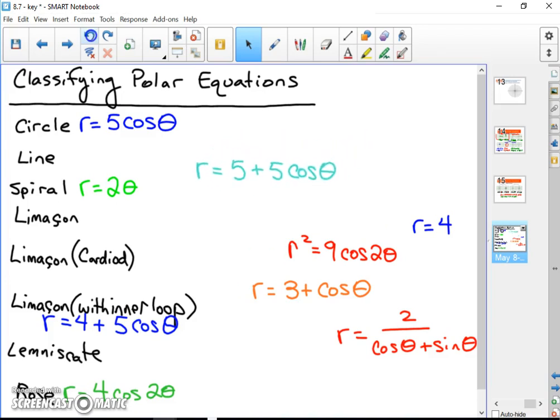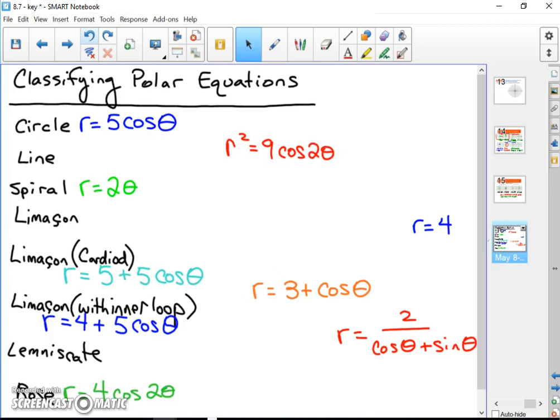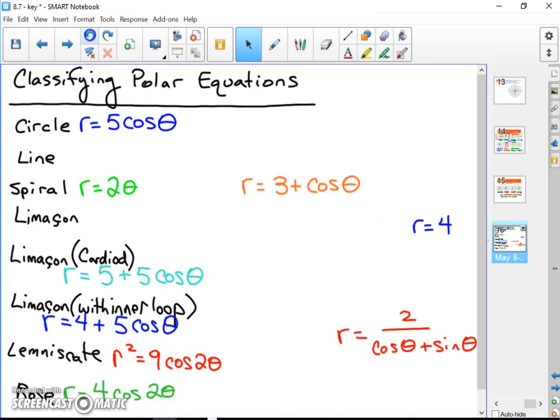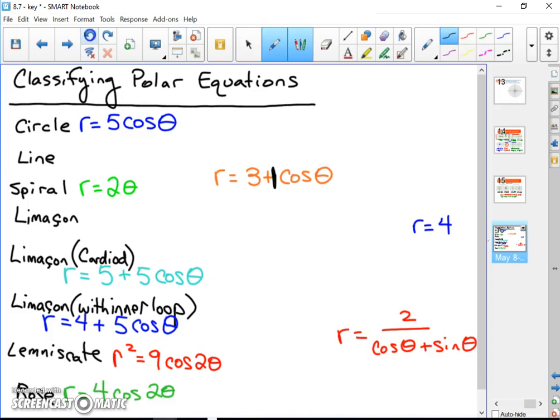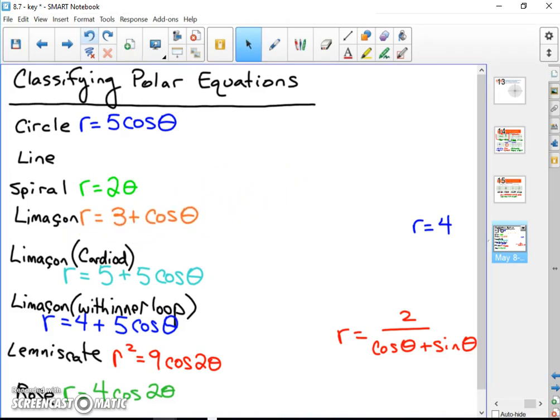This next one right here, again, I see that plus sign. That plus sign is going to tell me that it's going to be a limacon. But when you notice those 2 5s are the same, that's going to be a cardioid. This one, r squared equals 9 cosine 2 theta. This is the only one with r squared in it. Sometimes you might end up taking the square root of both sides, so if you ever saw a square root, it'd be kind of the same indicator. But as is with this r squared, that's going to be the lemniscate. Then 3 plus cosine theta. Again, the plus sign is your indicator. But since the number in front of the cosine is 1, and that's smaller than the 3, I know that's going to be a limacon with no inner loop.